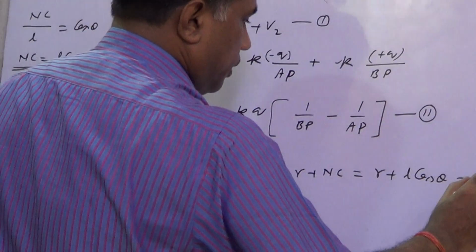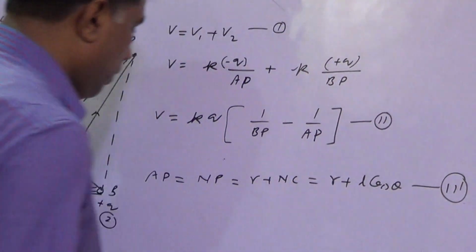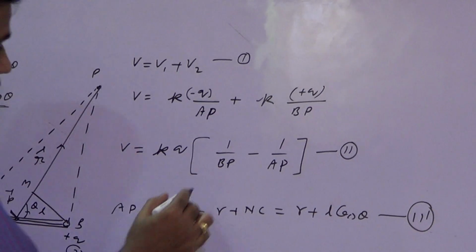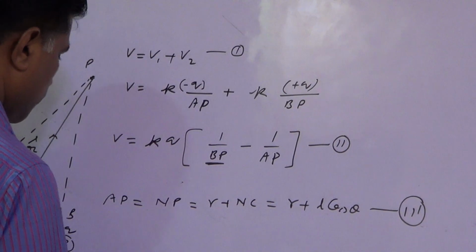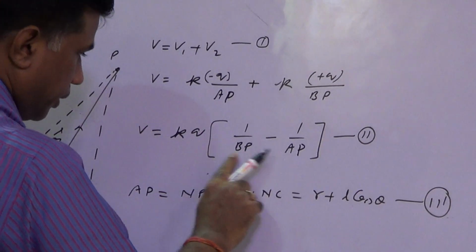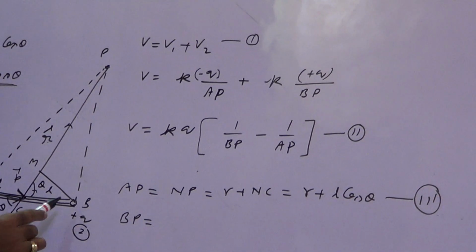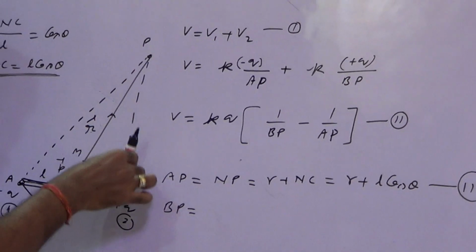Suppose this is equation number 3. We will substitute this value in equation 2. Now we will find this value BP. So I am going to find this value BP, this distance BP.